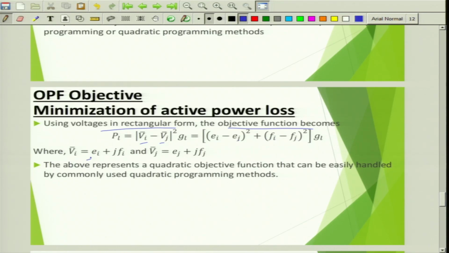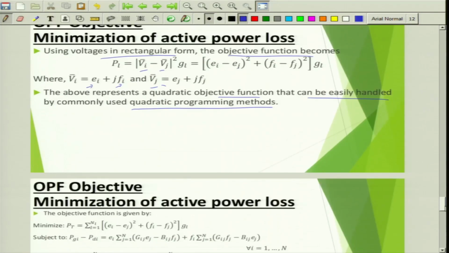What is Ei, Ej, Fi, Fj? This is nothing but the real part and imaginary part of the individual buses. Vi is expressed as Ei plus jFi and Vj is expressed as Ej plus jFj. So the above represents a quadratic objective function that can be easily handled by commonly used quadratic programming methods. We are converting from polar form to rectangular form so that we are able to solve it using quadratic programming methods.